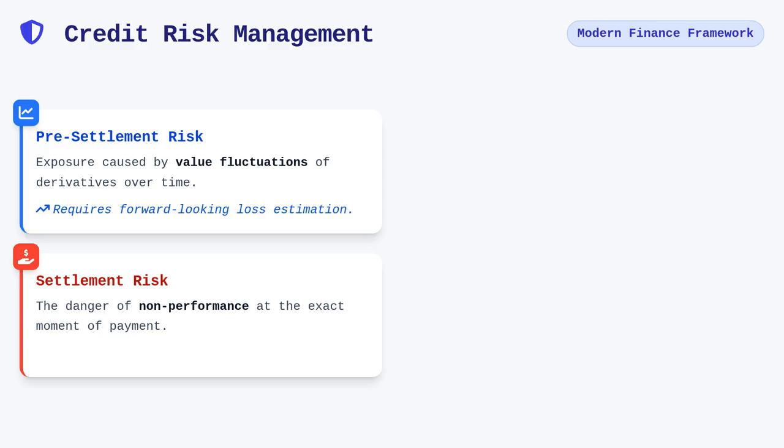Conversely, settlement risk arises specifically at the moment of payment, where one party may deliver assets or cash while the other fails to perform as promised. A historical example of this is the Herstatt risk, which highlights the danger when transactions occur across non-overlapping time zones, preventing simultaneous exchange of principals.